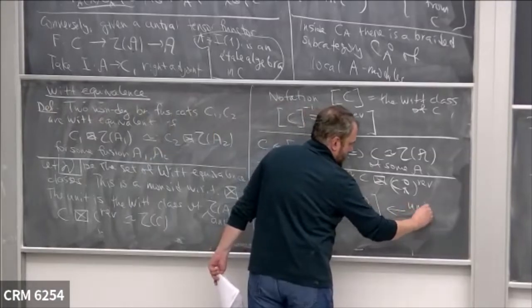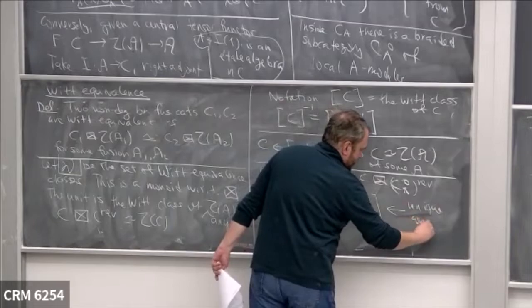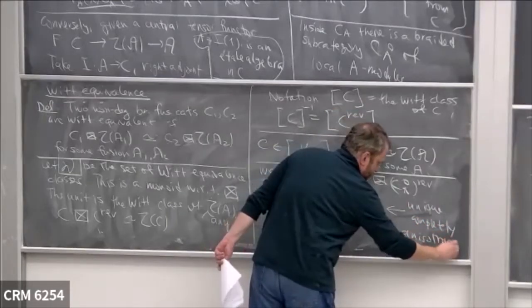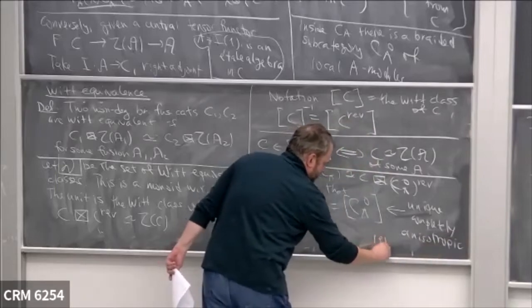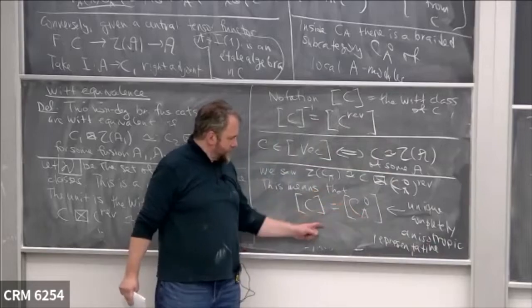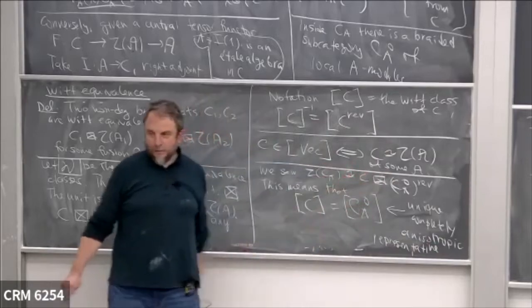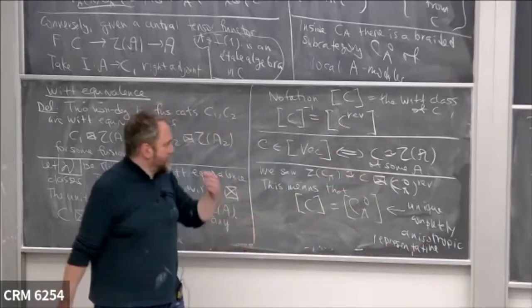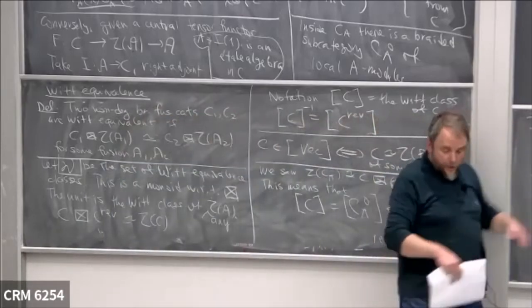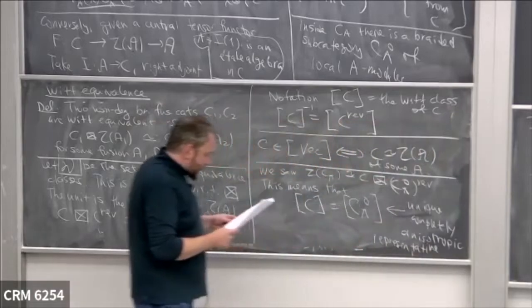This would be true for any etale algebra A. If you take it maximal etale, then you will get a completely anisotropic one. And I just discussed that they're all equivalent, so this thing is well defined.